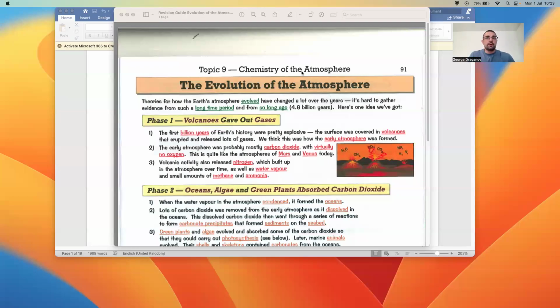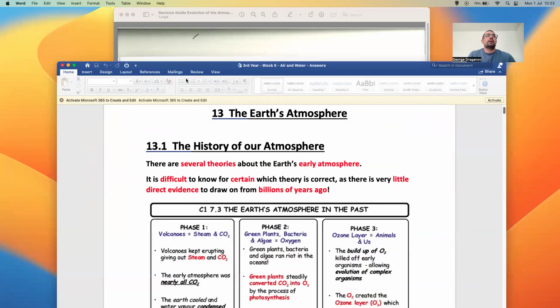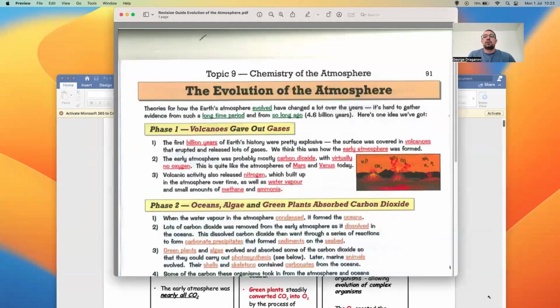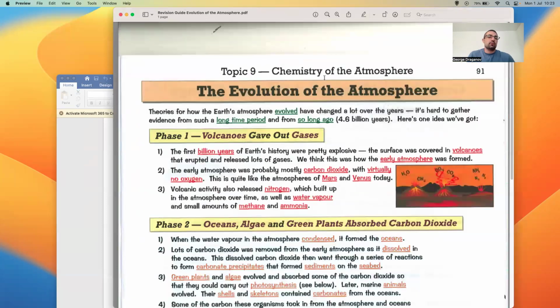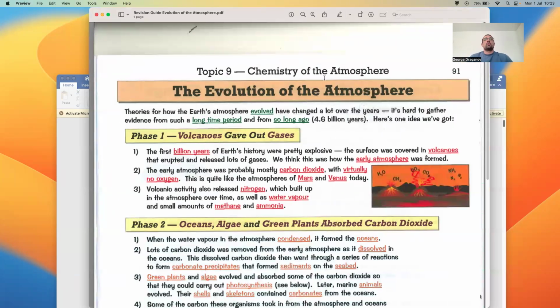Evolution of the Earth's atmosphere. We're going to learn today how the Earth's atmosphere evolved and how the composition of the gases in the air changed. So what you have to understand is that the Earth is obviously very old. It is 4.6 billion years old.